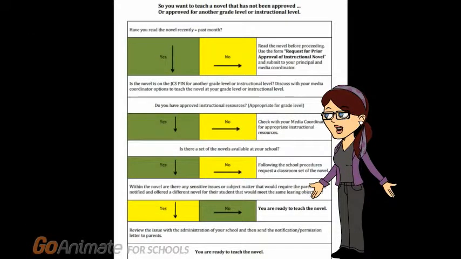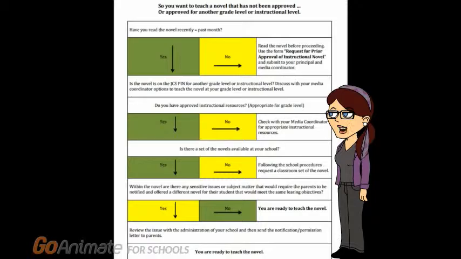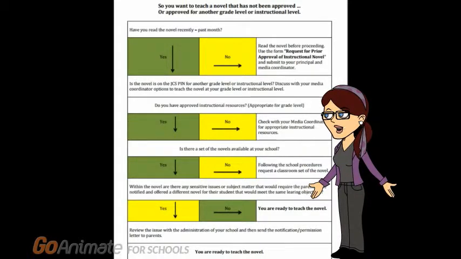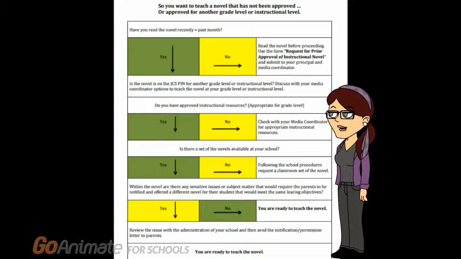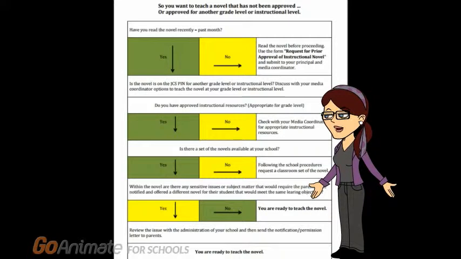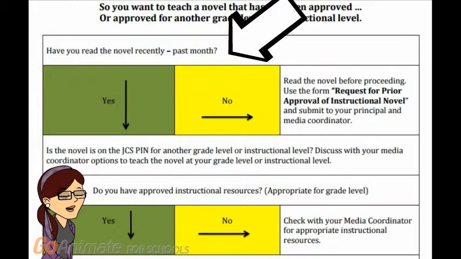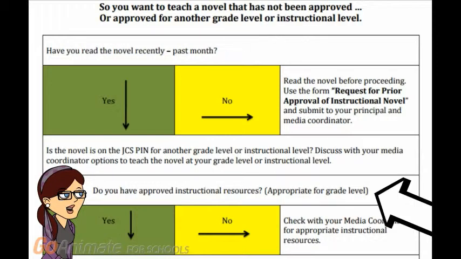This flowchart shows the steps required to teach novels. Don't worry, there are only 4 easy steps, and these steps are designed to help protect you if a parent has concerns. Step 1. Have you read the novel recently? Please don't trust your memory on a novel's content or language. Step 2. Do you have approved instructional resources? This includes handouts and worksheets. I don't need to check behind you. Just make sure you comply with Johnston County Schools policies and with copyright.